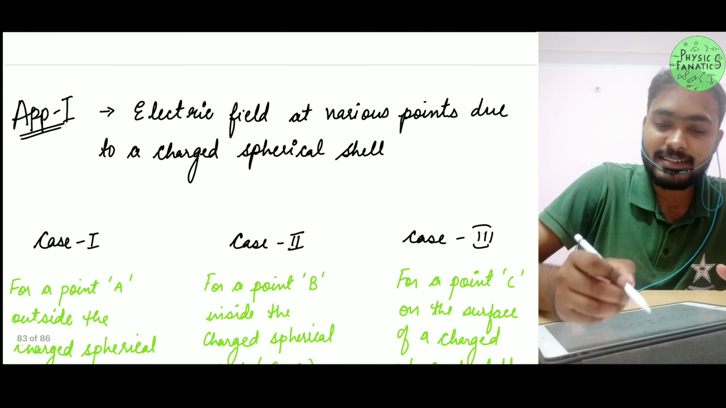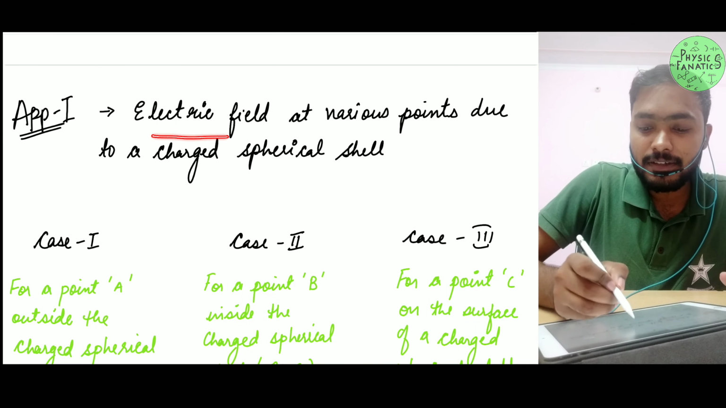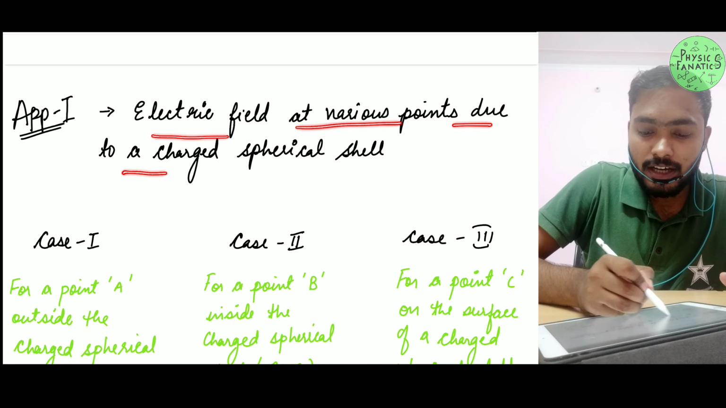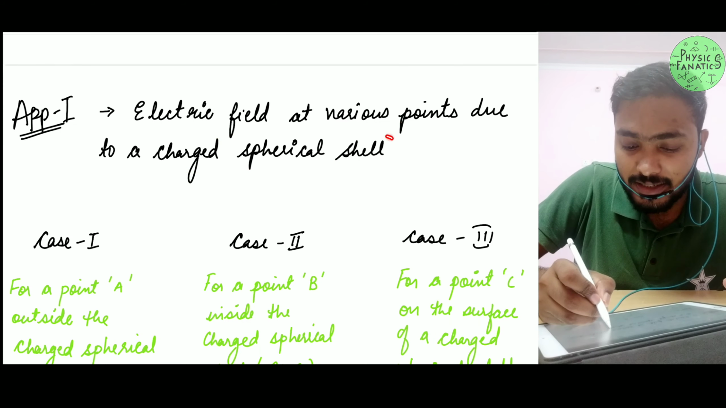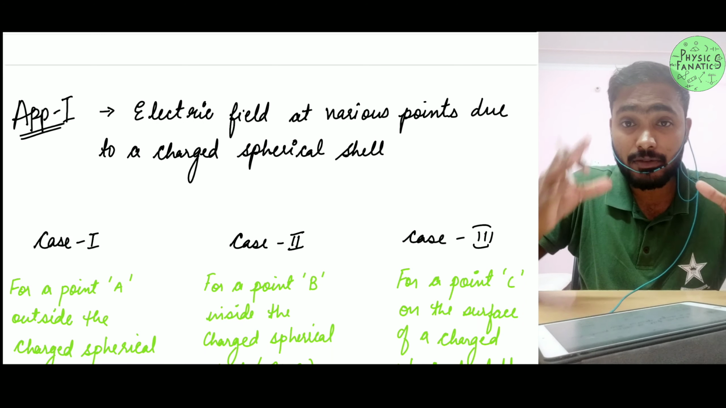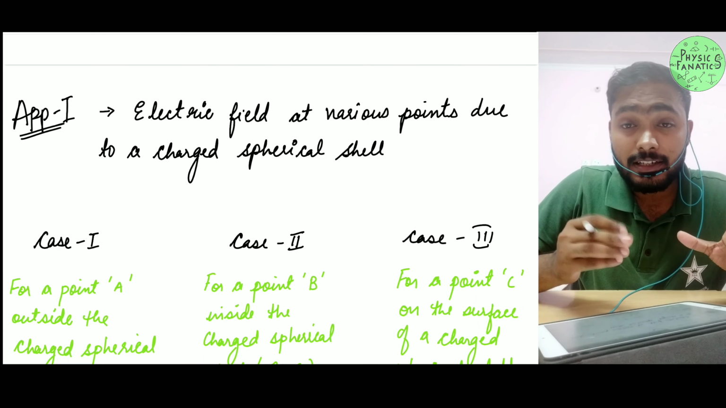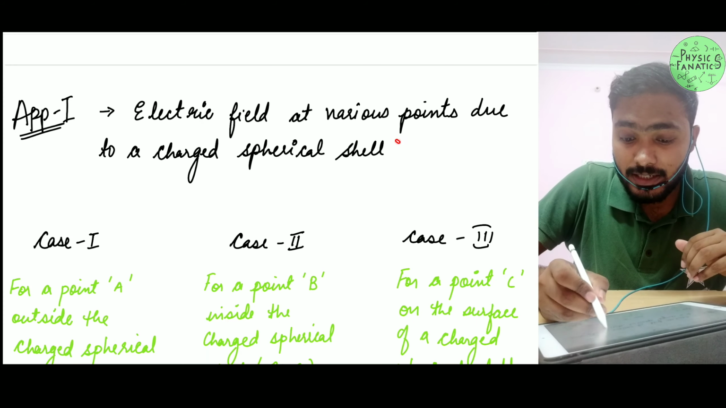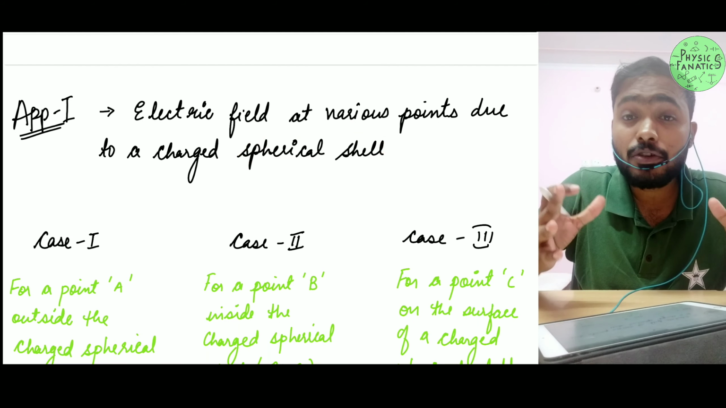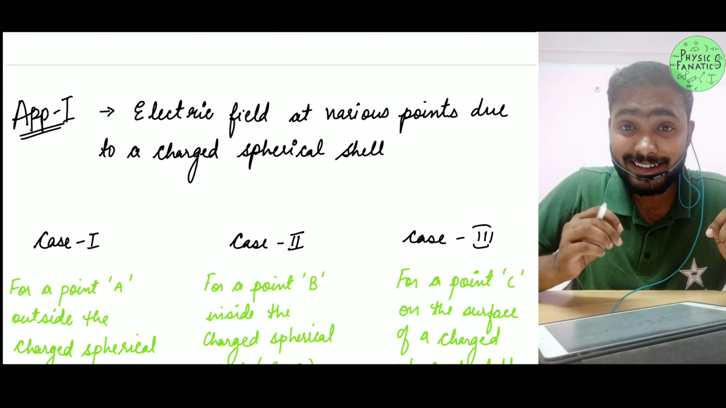Today's topic is electric field at various points due to a charged spherical shell. You have to understand, spherical shell will be our topic today. We are going to talk about electric field at different points because of that spherical shell, and we are going to use Gauss law to find that out, right?